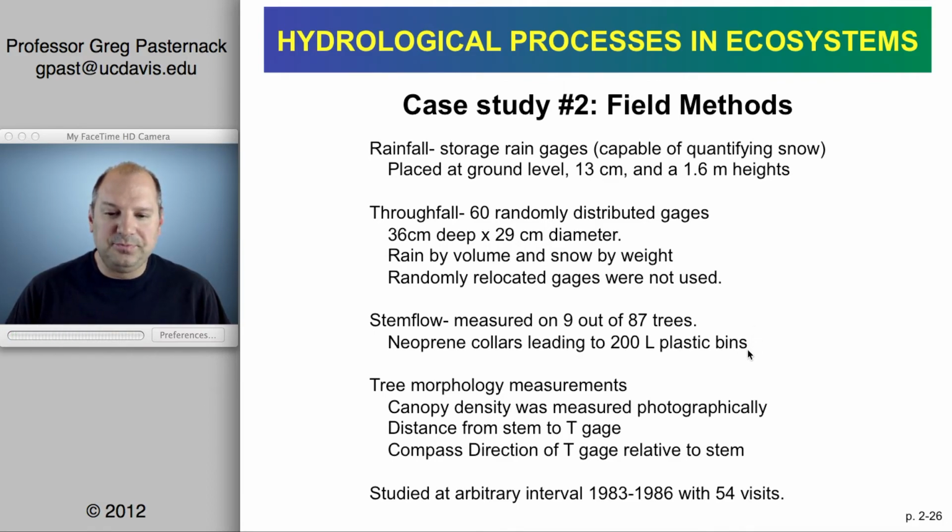They also made some tree morphology measurements to try to relate things to aspects of the tree, including canopy distance, like how far away from the trunk was a section of canopy where a gauge was located. So that's the distance from stem to gauge. The canopy density, so just how dense was the canopy, and then a compass direction. Over a couple of years, they visited when they could, which resulted in 54 visits at unequal intervals.